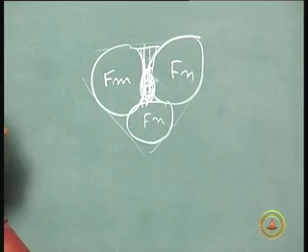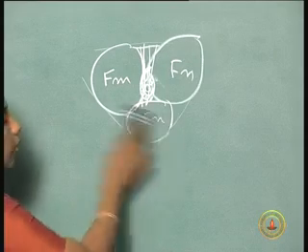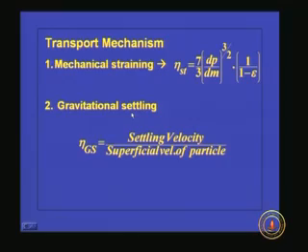Whenever the particles are there, the pores will be there in between. So, depending upon the pore size, the particle can be removed. If you want to find out the efficiency because of this mechanical straining, we can use this formula: 7 by 3 into (dP by dm) raised to 3 by 2 into 1 by (1 minus epsilon), where dP is the diameter of the turbid particles, dm is the diameter of the filter media, and epsilon is the porosity of the filter media.